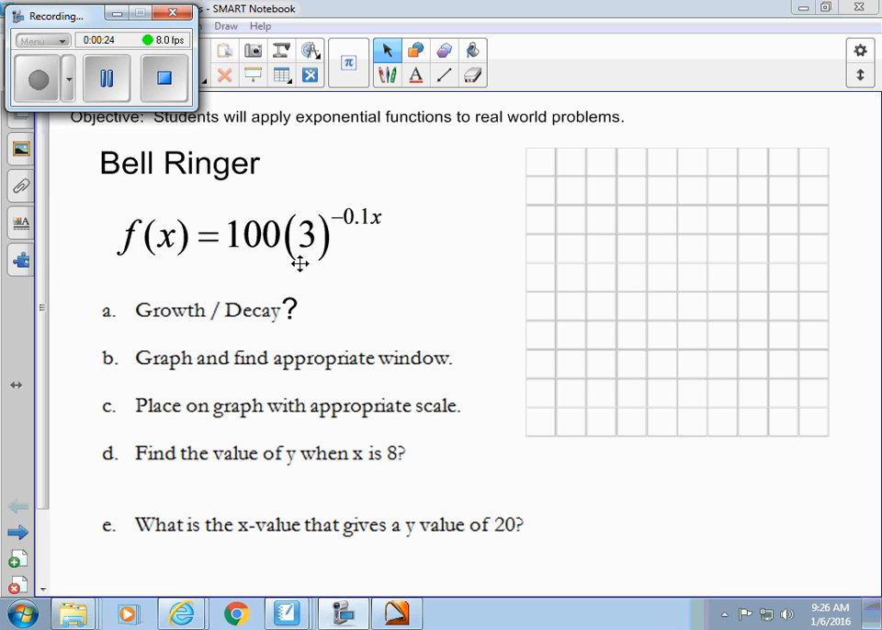I would rather not. With that negative 0.1 there, that's a pretty tight horizontal stretch. So I don't want to graph this completely by hand. But what I do want to know is which way is it going? Well, 3 to the x would go up to the right. But then if I reflect it over the y-axis, then it's going to go down to the right. So that negative exponent is going to cause decay.